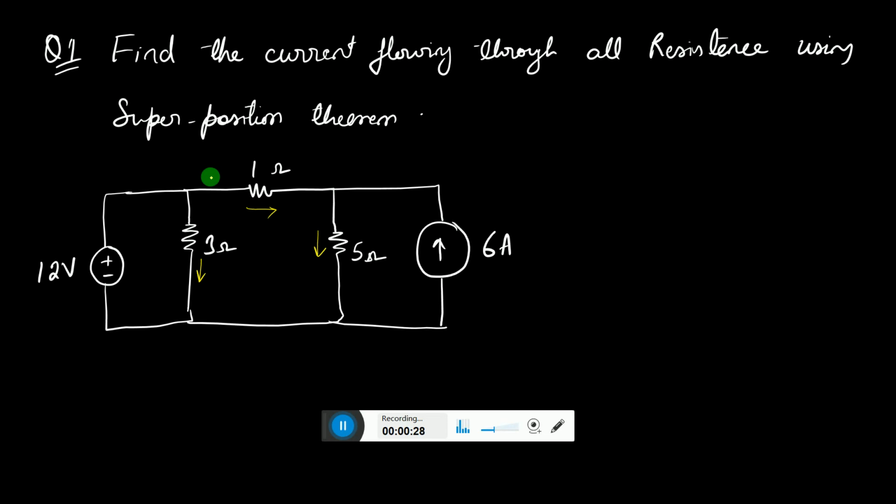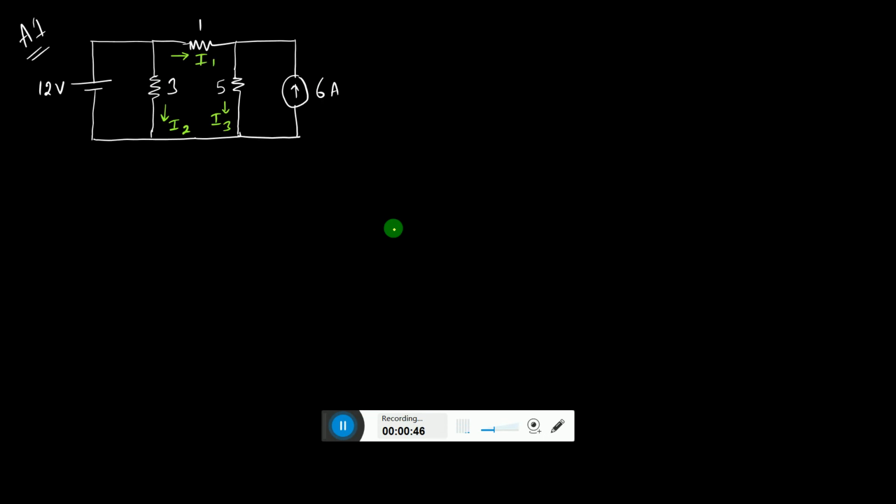Superposition theorem means at any time we have to take only one source. If there are two sources, choose any one of the sources. If there are three sources, choose any one. Then you have to have three different diagrams. So this circuit, we can draw one of the circuits, circuit A, with only the voltage source. The current source will be replaced by its internal resistance, that is infinity.